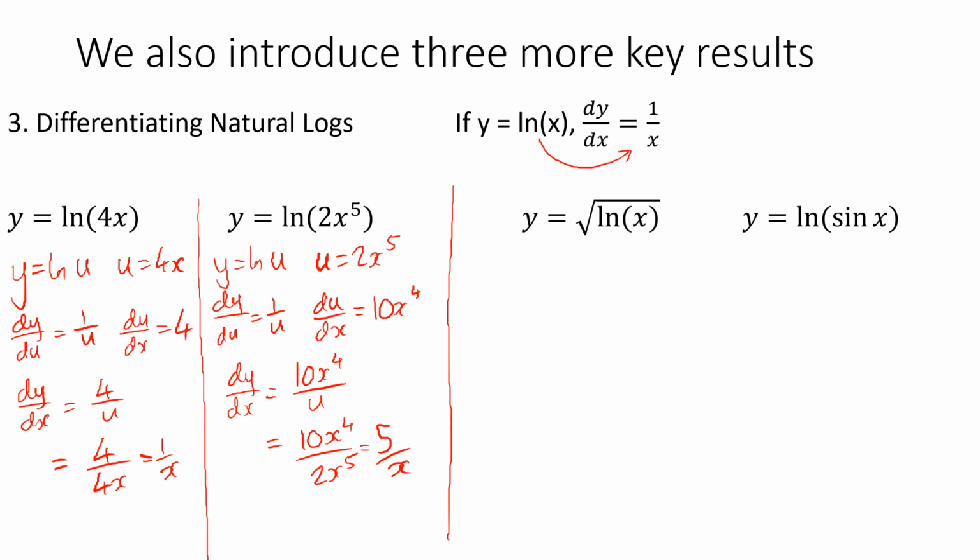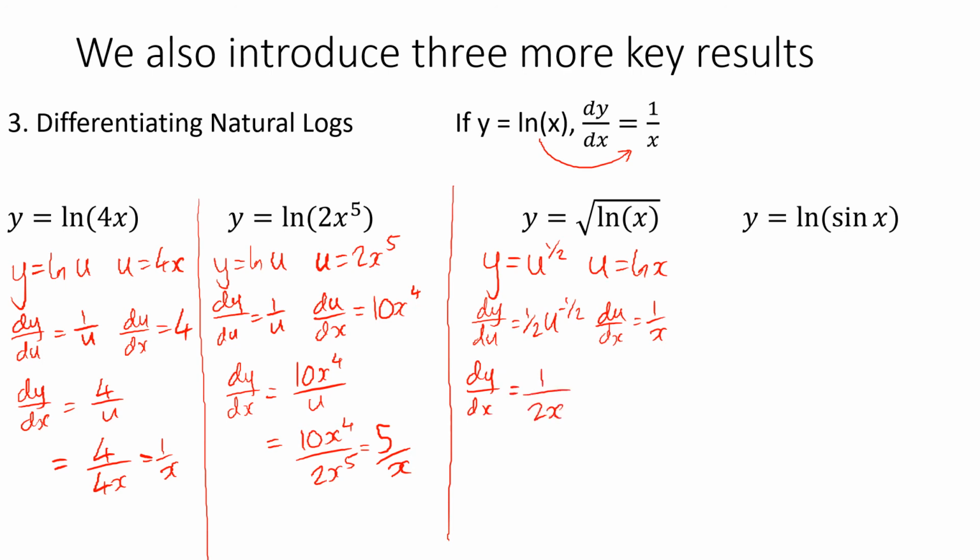What about this one? y equals the square root of ln x. So in this case, we're actually going to say y is the square root of u, where u is equal to ln of x. We're going to differentiate them both. We're going to say this is a half u to the minus a half. We're going to say du by dx is equal to 1 over x, because that's our common result. We're going to multiply them together. dy dx is equal to 1 over 2x u to the minus a half.